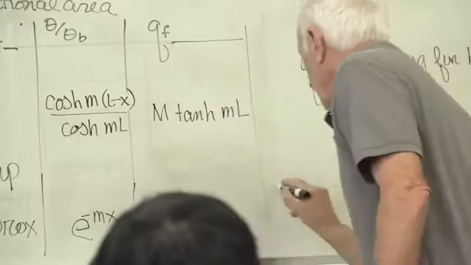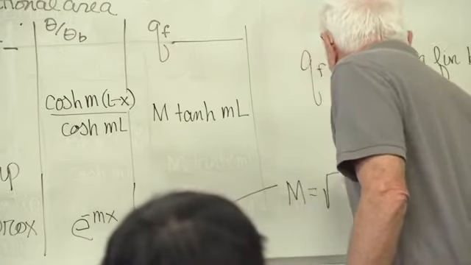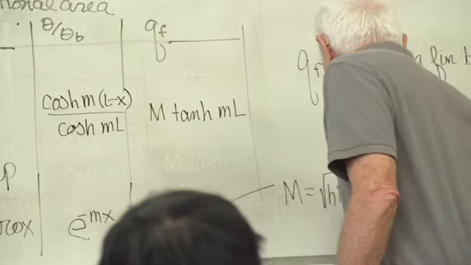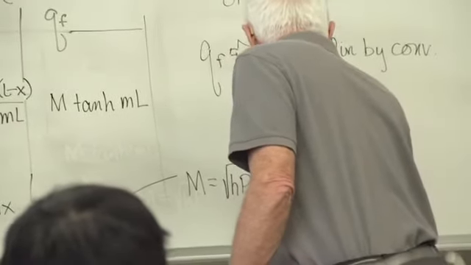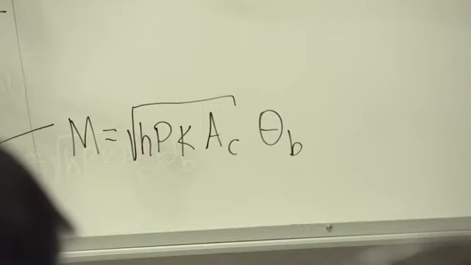By the way, capital M equals square root of HP KAC times theta B. Just remember that theta B comes outside the radical sign. Don't put it under the radical sign. It's outside. Square root HPKAC multiplied by theta B is capital M. Little m is the square root of HP divided by KAC. There's a little m and a capital M.